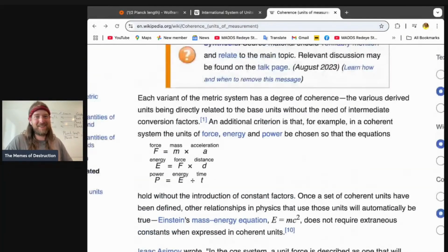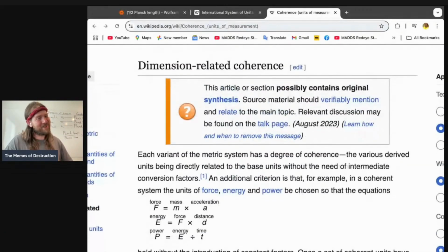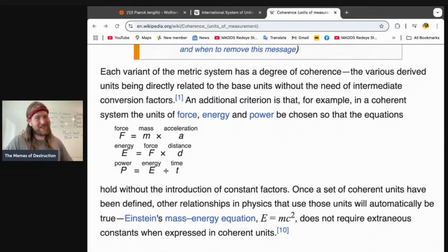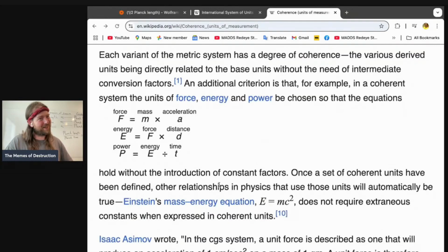All right, here's the thing. Dimension-related coherence. Okay, those are a bunch of words. Well, this is what really got me into this conversation, when Kevin was out here and Thad had posted that video. Okay, so here we go. Let me hydrate a bit.